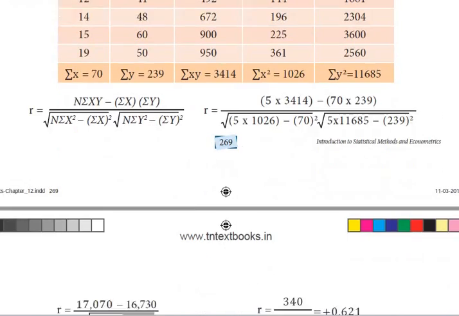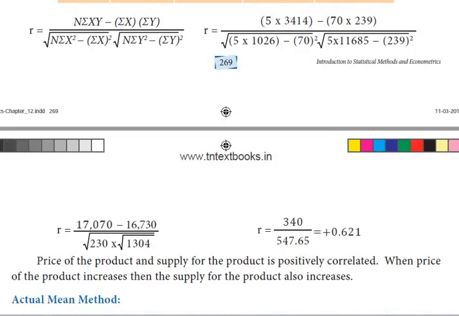So on calculating, 5 into 3414 is equal to 17,070 minus 70 into 239 gives you 16,730. Then root of 5 into 1026 minus 70 square gives you 230, and 5 into 11685 minus 239 square gives you 1304, both under the root. And subtracting the numerator values it gives you 340. Then multiplying and taking the root it gives you 547.65. On dividing 340 by 547.65 it gives you 0.621 and the value is positive.